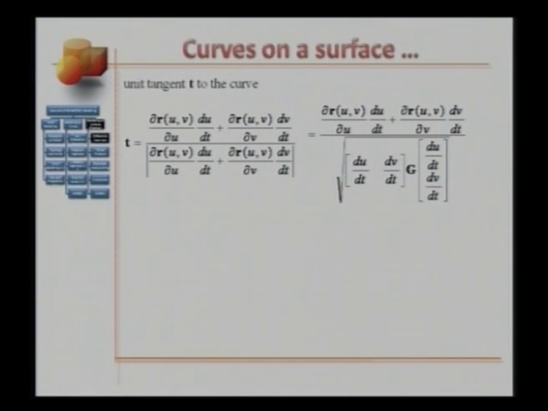To compute the unit tangent, we have to ensure that the denominator, in particular this expression here, should be non-zero and it should be positive. That is, for the unit tangent T to exist at any point on the curve C of t on a surface patch, bold G should always be positive definite.